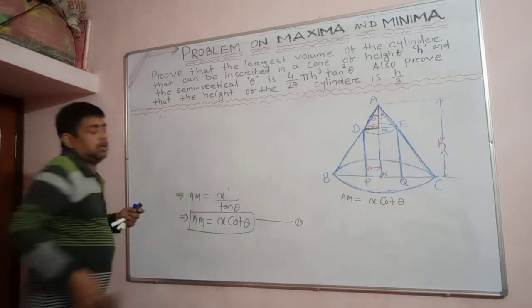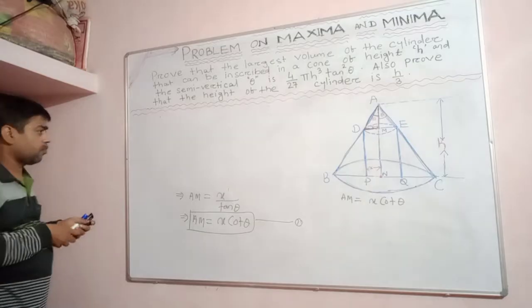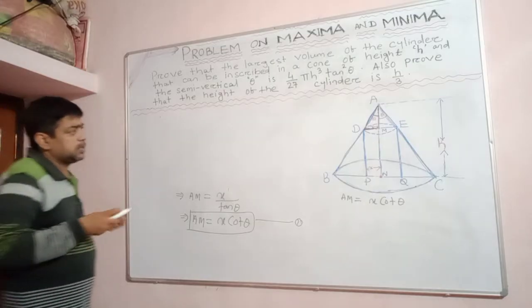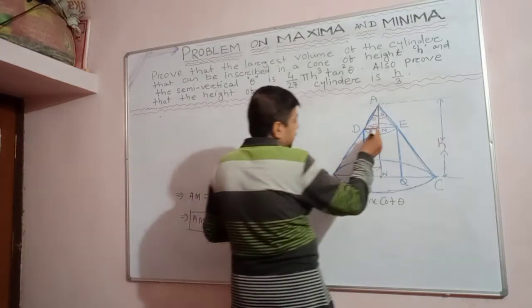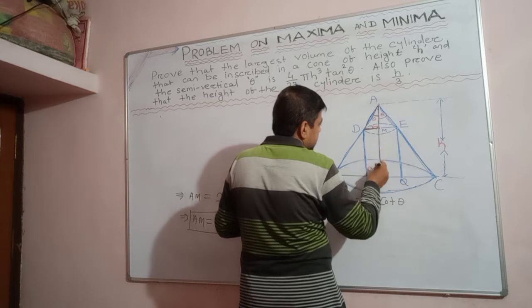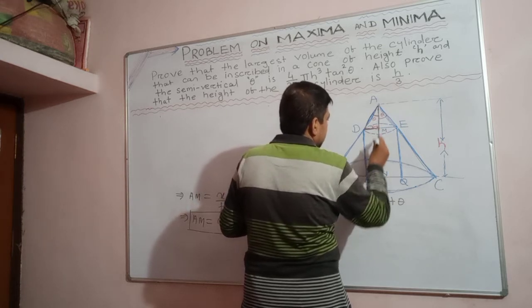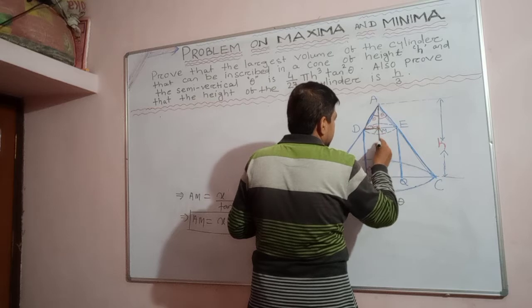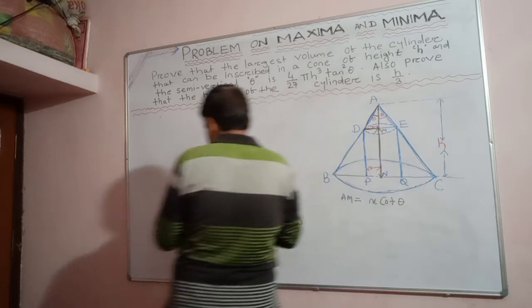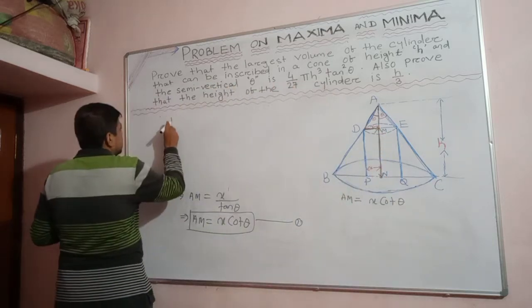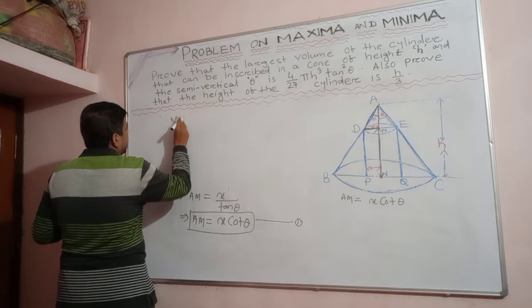Now you see the length of MN. MN is the height of the cylinder. Look here, MN is the height of the cylinder, right?